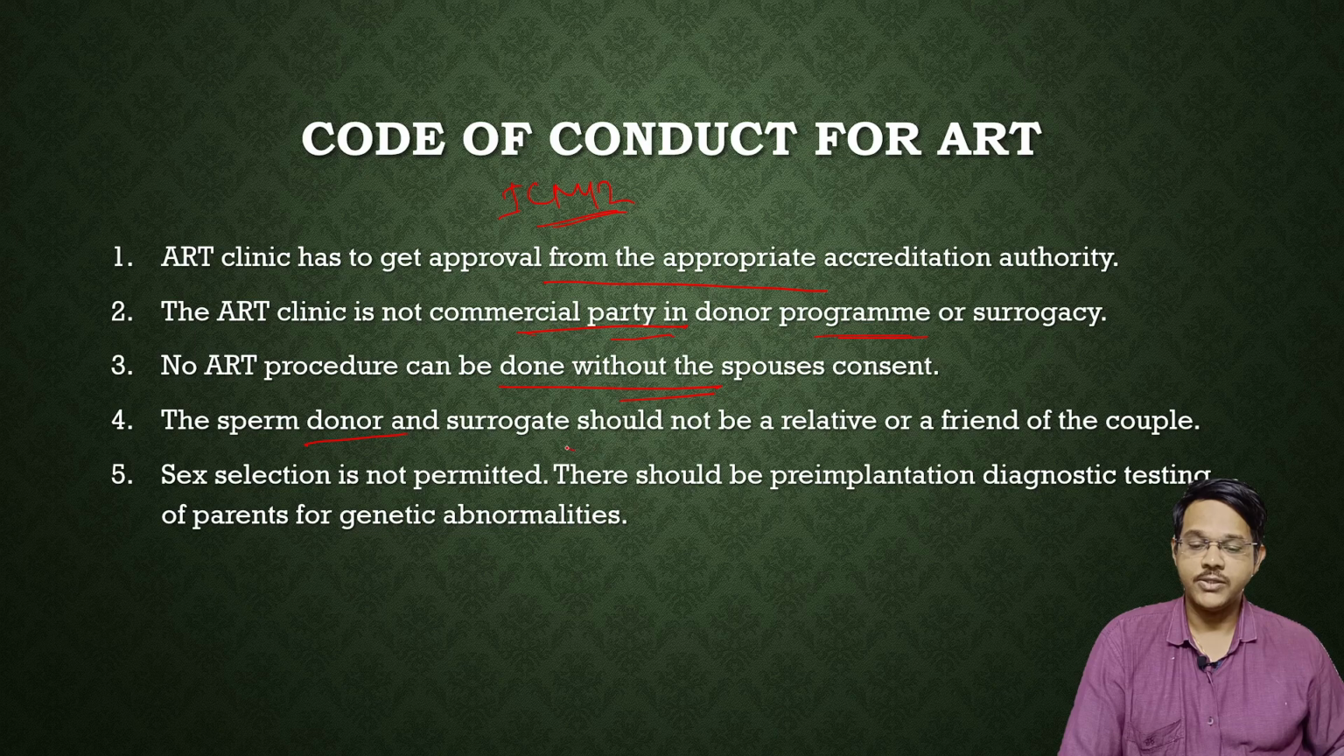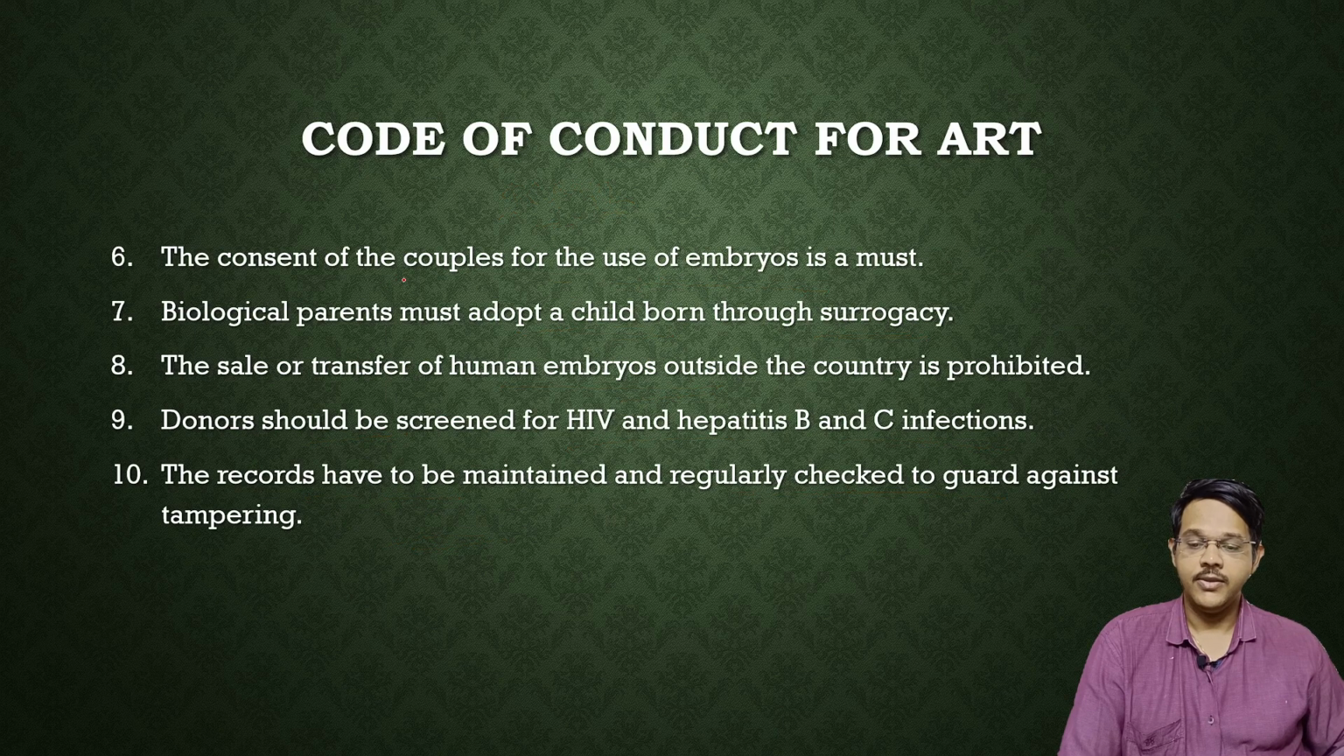The sperm donor and surrogate should not be a relative or friend of the couple. In case of a surrogate mother, which I will discuss in the next slide, she should not be a relative or friend, and the semen obtained for artificial insemination should not be from a friend or relative. Sex selection is not permitted. Only genetic screening for genetic abnormalities should be done. No other screening should be done. The consent of the couple for use of the embryo is a must.